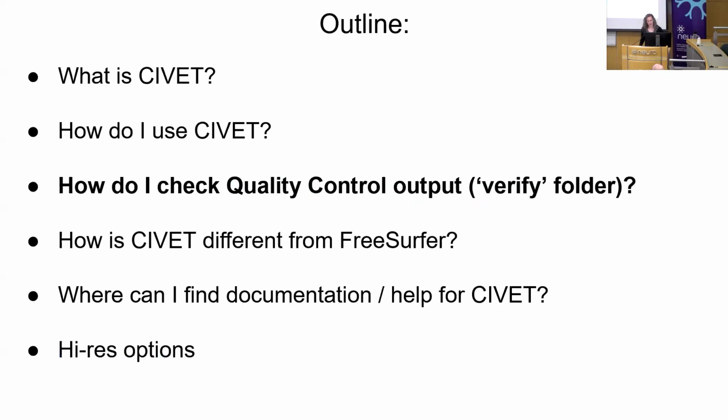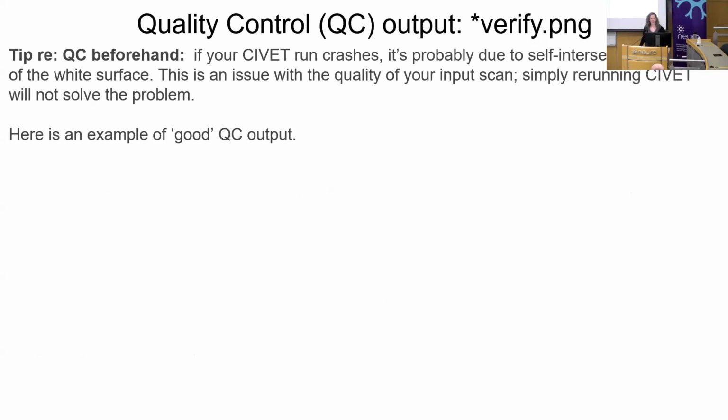Okay, how do I check quality control output? If you're using CBRAIN, you're going to look in the verify folder, but I think you can also click show displayable contents. And there's a lot of images in there. I'll show you some examples. One quick note beforehand: if your CIVET run crashes and doesn't get to this stage, it's probably due to self-intersections of the white surface. And this is an issue with the quality of your input scan. So if you simply rerun CIVET over and over, it won't solve the problem.